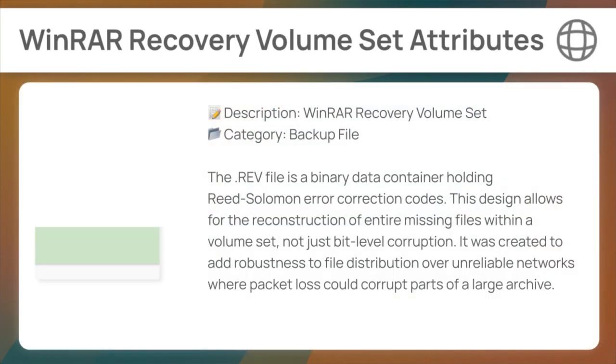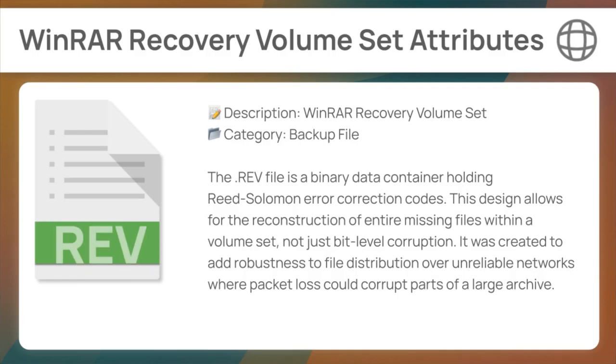The REV file is a binary data container holding Reed-Solomon error correction codes. This design allows for the reconstruction of entire missing files within a volume set, not just bit-level corruption. It was created to add robustness to file distribution over unreliable networks where packet loss could corrupt parts of a large archive.